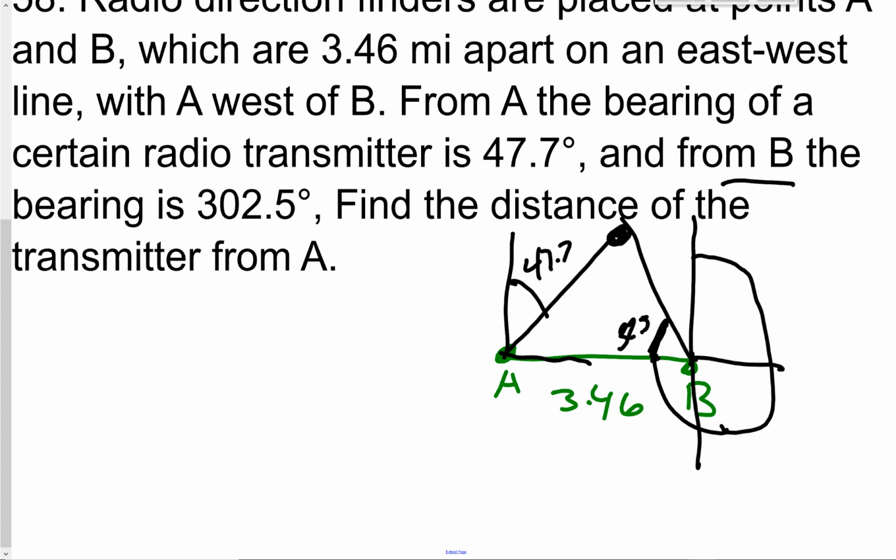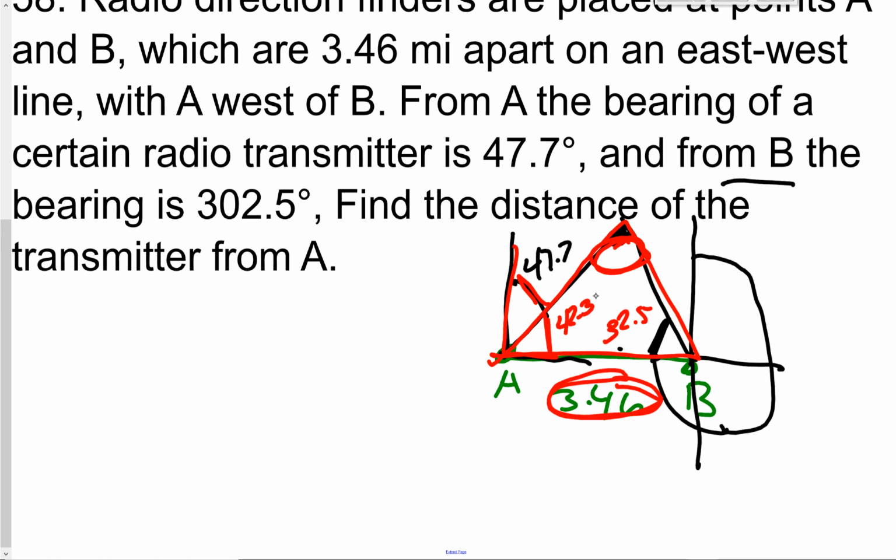So this is my triangle from A to B, which I know, and right here is 32.5. I can also figure out this angle, because this is 90 and this is 47.7, so I can subtract the two and get 42.3. Now it's pretty much the same thing. I can figure out this angle by adding those two and subtracting from 180. Then I have the opposite angle with the opposite side that I'm given.